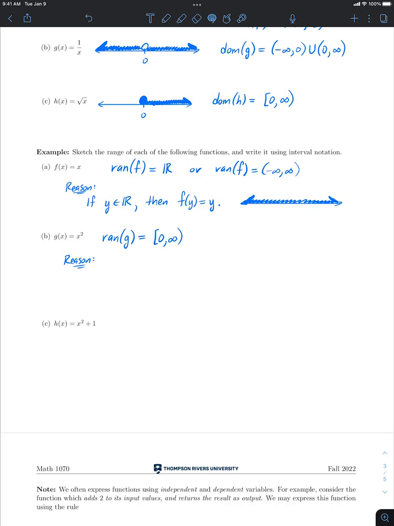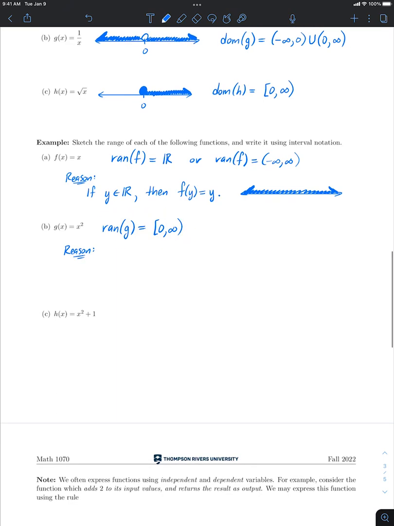First of all, why is it that we won't get negative numbers? Because I'm claiming first that we won't get any negative numbers in the range, but then I'm also claiming that we will get every positive number along with 0 in the range. And if we can justify those two statements, then that will be enough. So the first part is, well, take any input value at all. Let's let x be any input value.